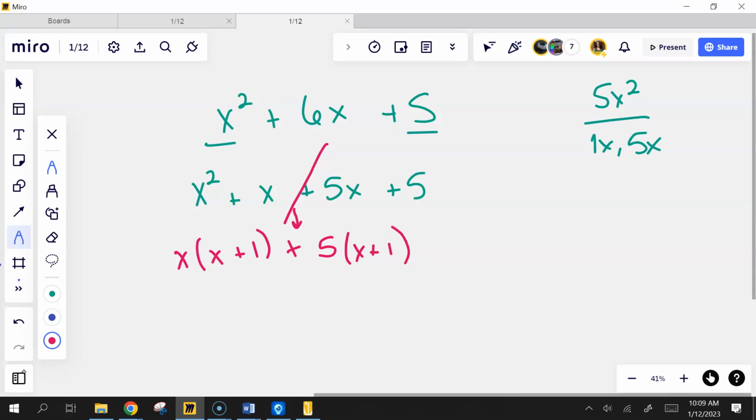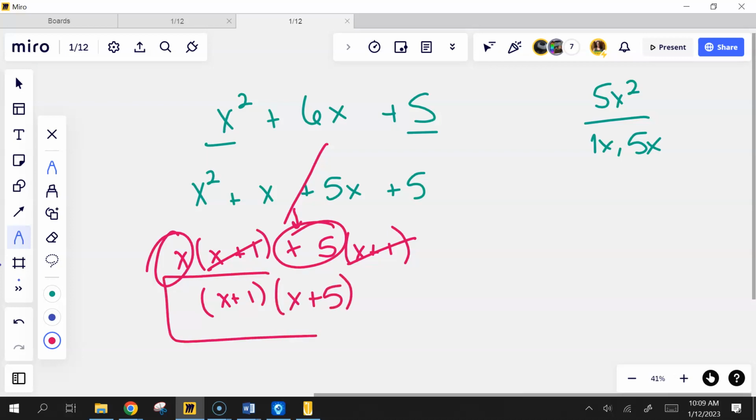Now, because my parentheses look exactly the same, I can pull that out. So in front, I'm going to put x plus 1. I'm going to mark those out and tell me what's left. X plus 5. There's my final answer.